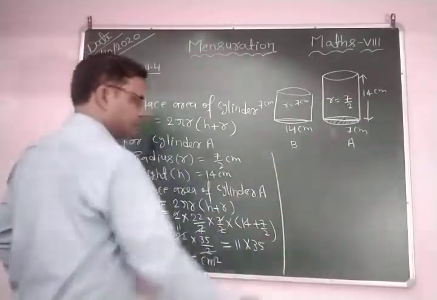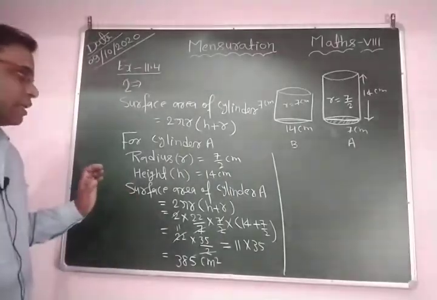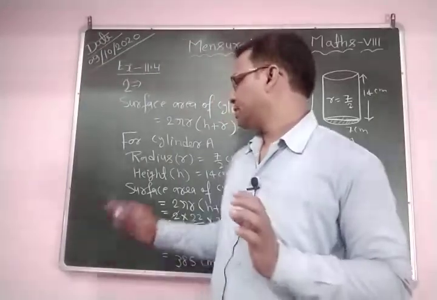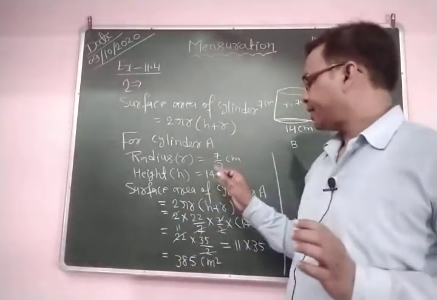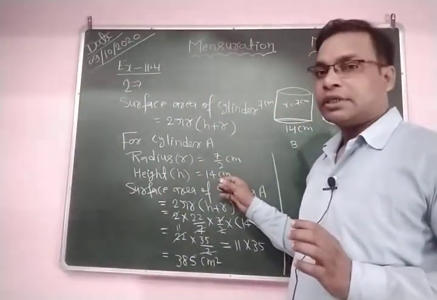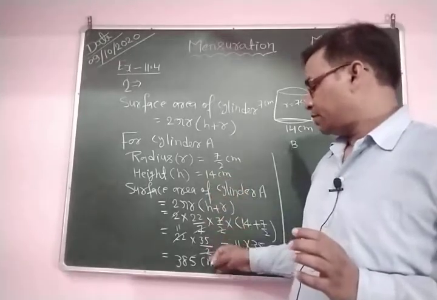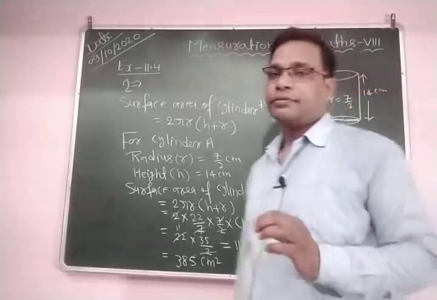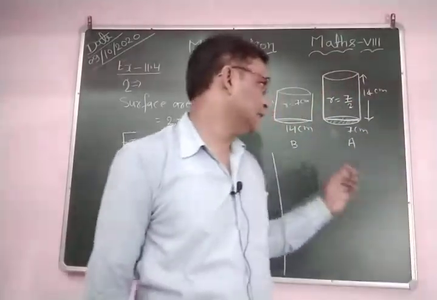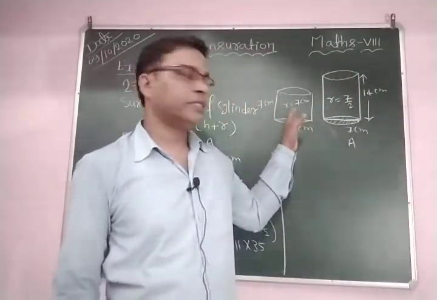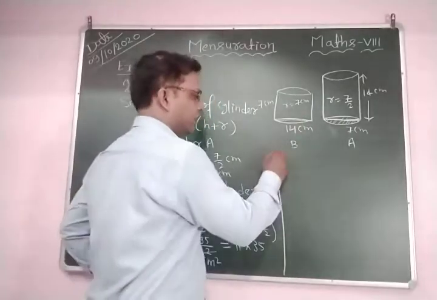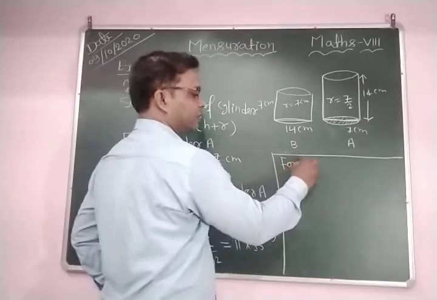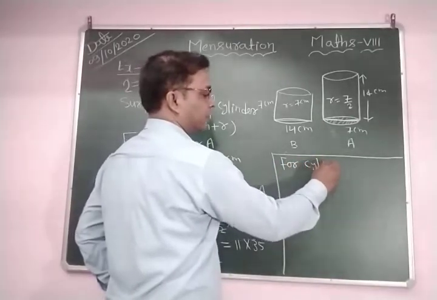Clear? So in this way you can see we found the surface area of cylinder A, whose radius is 7/2 centimeters and height is 14 centimeters. So the surface area of cylinder A is 385 centimeters square. Okay, now we are going to discuss the surface area of cylinder B. So here you can write for cylinder B.